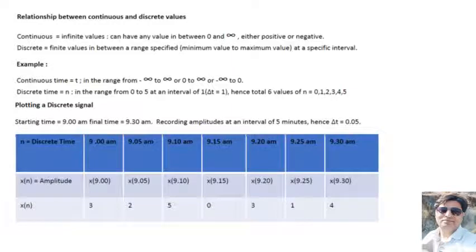At an interval of 5 minutes, means our first amplitude value x[n] is equal to x[9:00], means when our time is 9 a.m. that amplitude is equal to 3. After 5 minutes at x[9:05] our amplitude is 2, then 5, 0, 3, 1, 4. Means for these 7 time values we have 7 amplitude values, ranging from 3 to 5, 0, 3, 1, 4. We have recorded these 7 values.